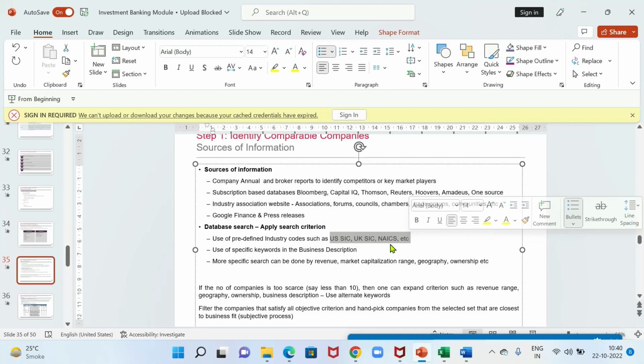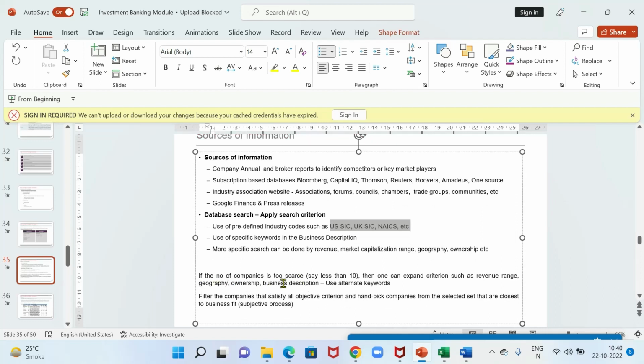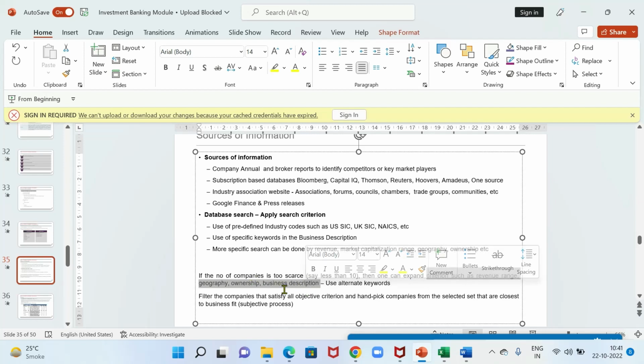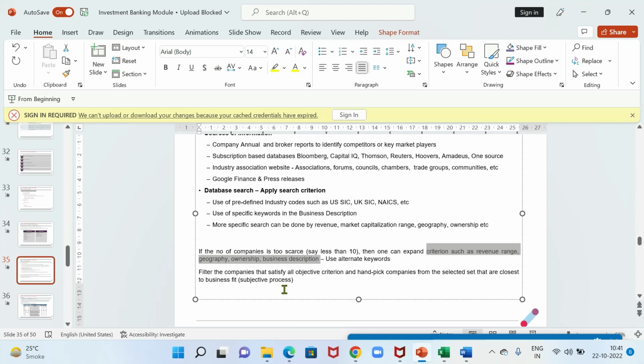So now you need to modify your comparables to an extent. So this is what you have to go through always. You have to be always on your toes. If you are not getting the right result, but you have to at the end come up with a value, creating value. How do you go about it? Then you have to relax your filters. If no companies or too scarce, then one can expand criteria such as revenue range, geography, ownership, or use alternative keywords. Again, it is subjective. No two people will have all the data same. Well, maybe common factors, but not 100%.